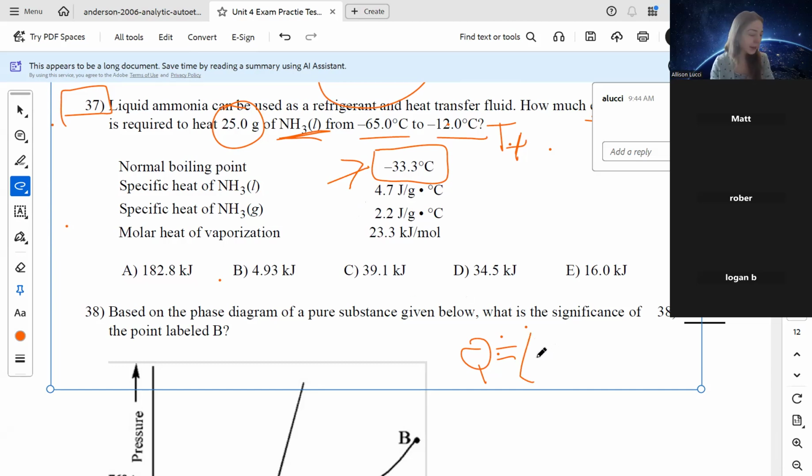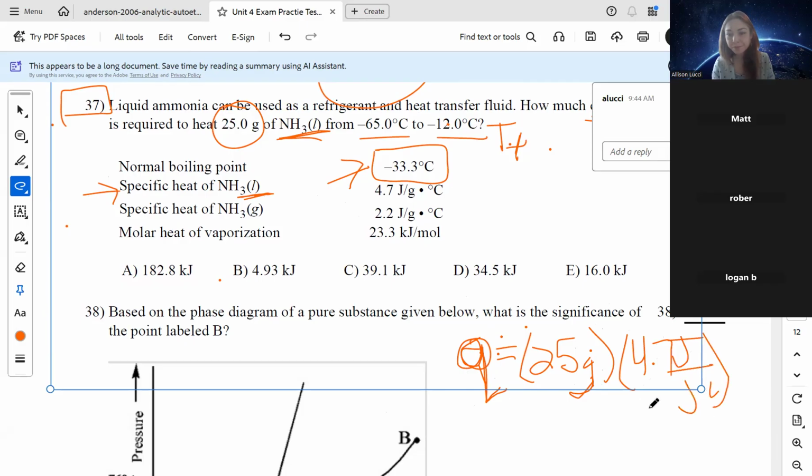So I'm going to take my 25 grams, and this equation will be the q. Usually we write it as a lowercase q. So 25 grams, then MC, where C will be the specific heat for my liquid phase, which is 4.7 joules per gram Celsius. So I have my M, my C, and then my delta T.